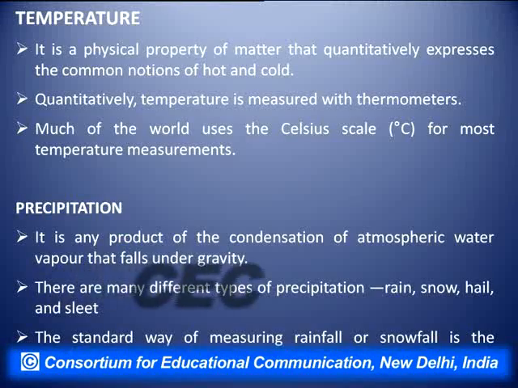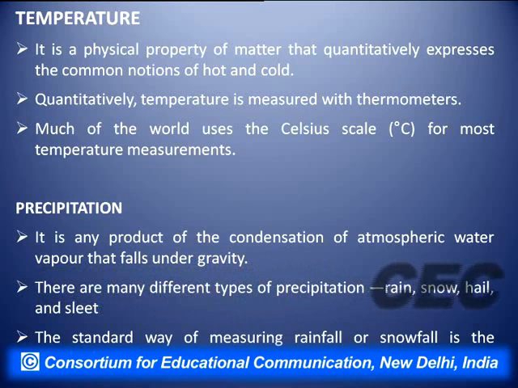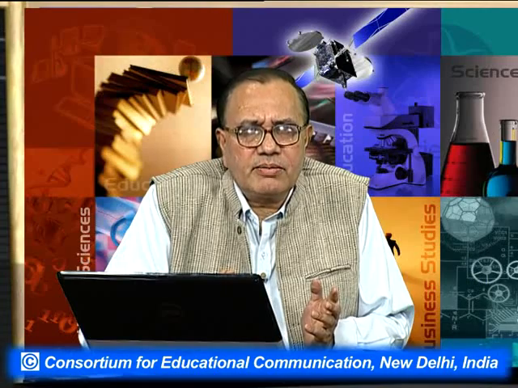Then I would like to explain a little bit about these four important variables. Temperature is a physical property of matter that quantitatively expresses the common notion of heat, or particularly the hot or the cold weather. Quantitatively, temperature is measured with thermometers. Much of the world uses the Celsius scale, degree centigrade, for most temperature measurement.